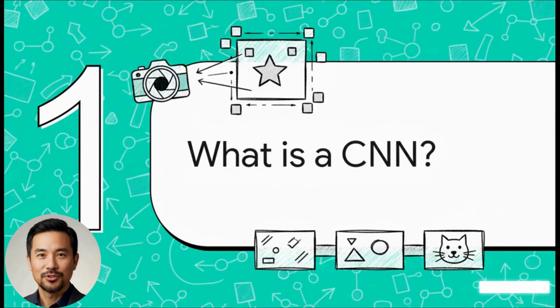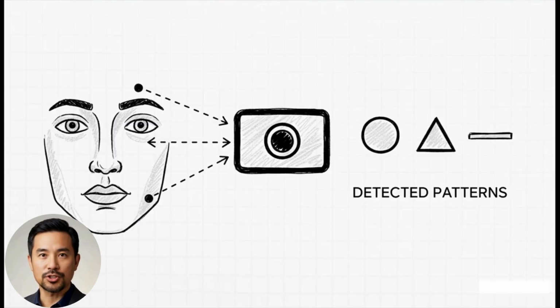Okay, so let's start with the basics. What exactly is a CNN, and what makes it so good at what it does? Honestly, if you remember one thing, it's this. A CNN is a machine built to detect patterns. An image is just a collection of edges, shapes, colors, and textures, right? Well, a CNN is designed specifically to find those things, from a simple straight line all the way to a complex object. That's its superpower.